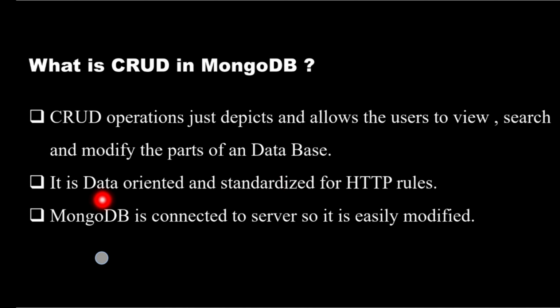Then what is CRUD? It is data oriented and standardized, because it follows HTTP rules, which is nothing but Hypertext Transfer Protocol rules. The Mongo database is connected to a server, so we can easily modify the documents inside the database. We can add, delete, and modify everything inside the database through the documents, because it is connected with a server. When the project is connected with a server, everything becomes easy for the user. These three points, or your own words, are enough when there is a question: what is CRUD in MongoDB?